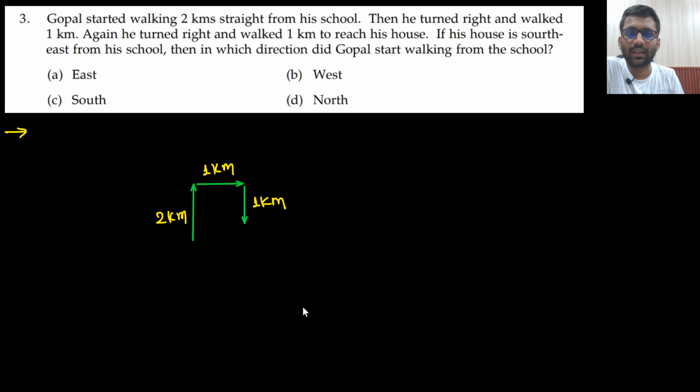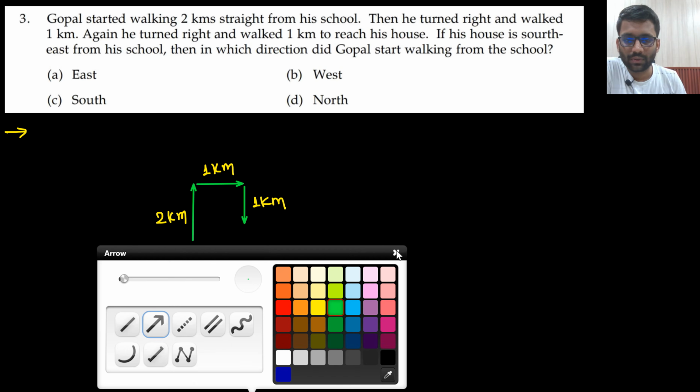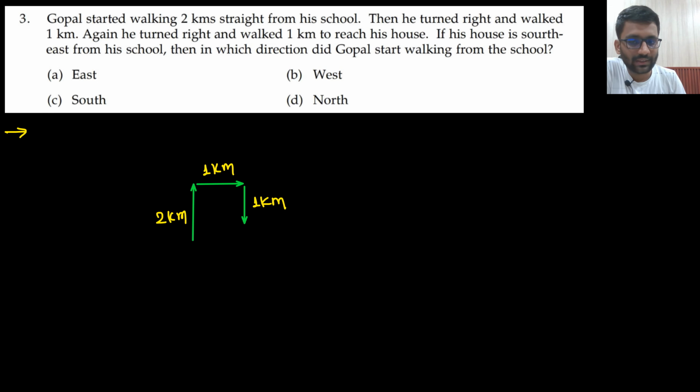If his house is southeast from his school. So from his school, his house is southeast. So this is southeast direction. As per them, this is the southeast direction. Then in which direction Gopal started walking from his school? So this direction is southeast.